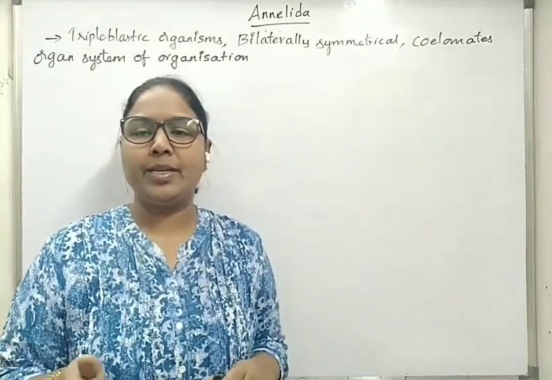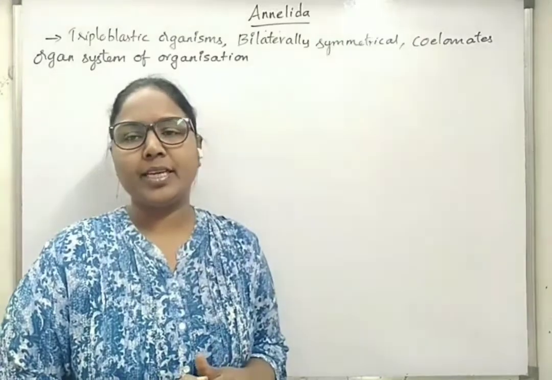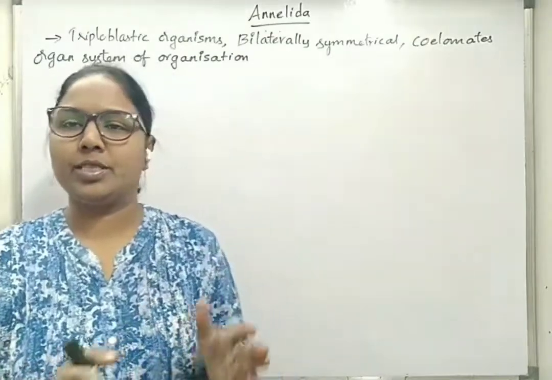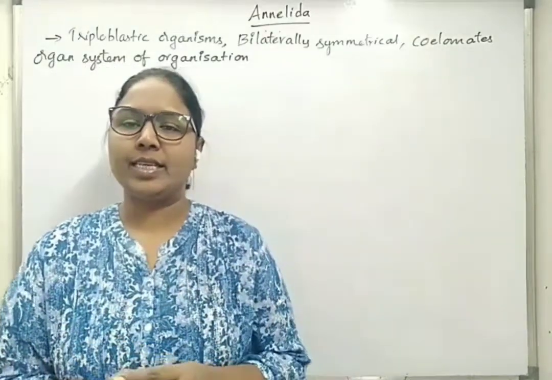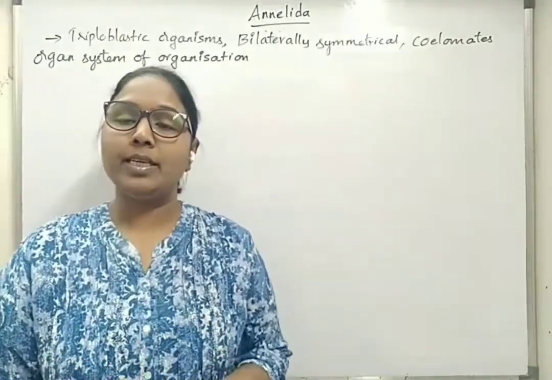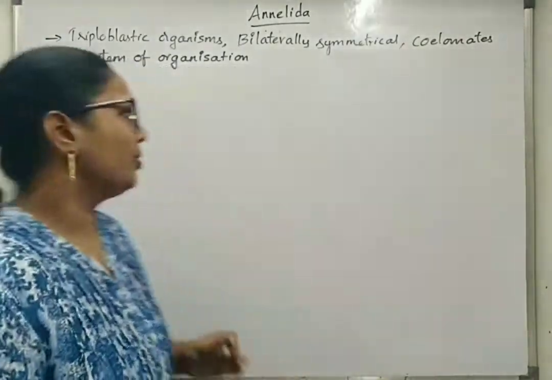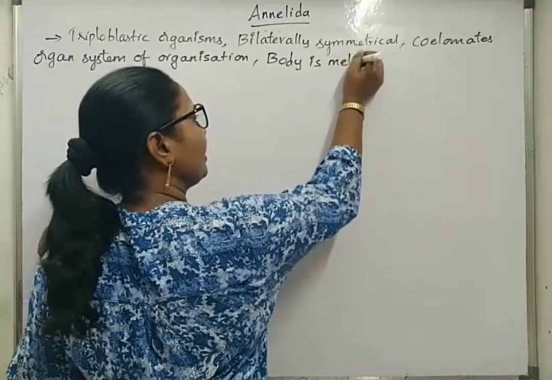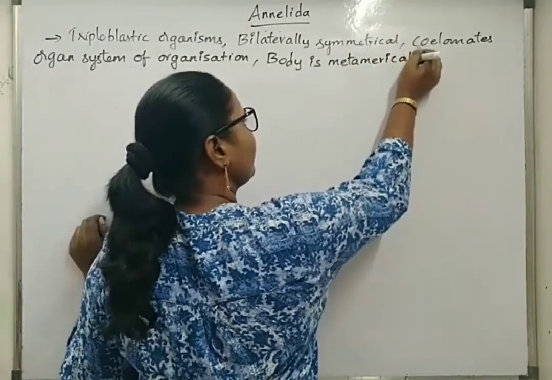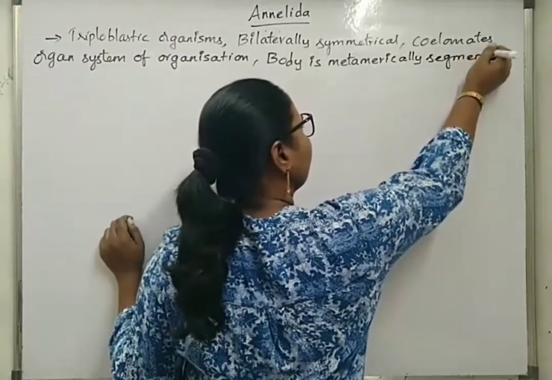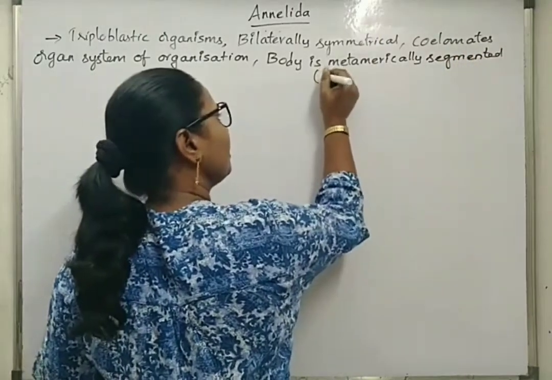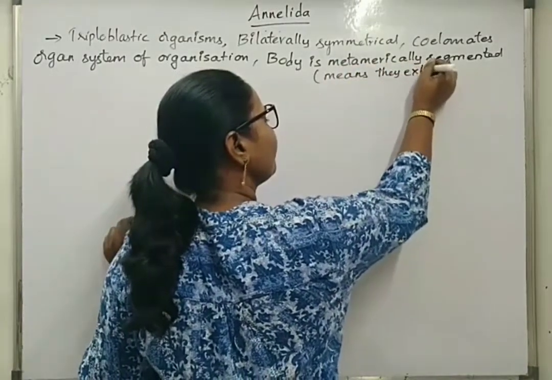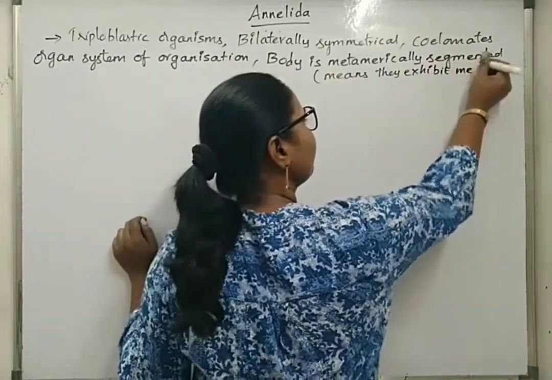Now, each and every segment will have similar types of organs. Here we can take some segments having nephridia, or some parts of the digestive system: gizzard in one segment, intestine in one segment, typhlosole in another segment. But commonly, coelom will be present all over the body. So the body is metamerically segmented, which means they exhibit metamerism.